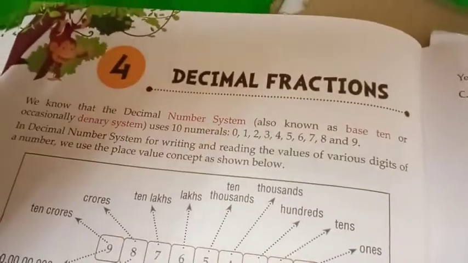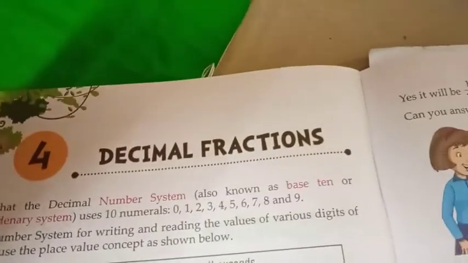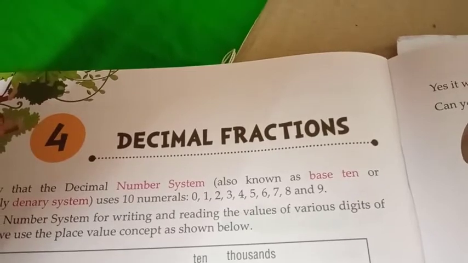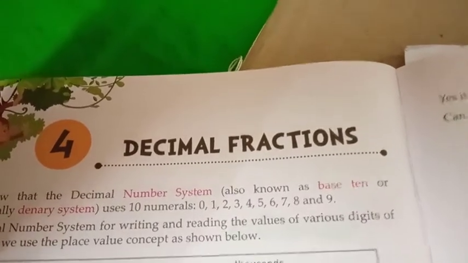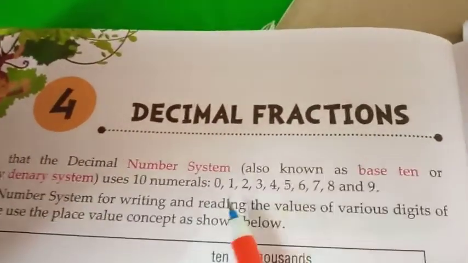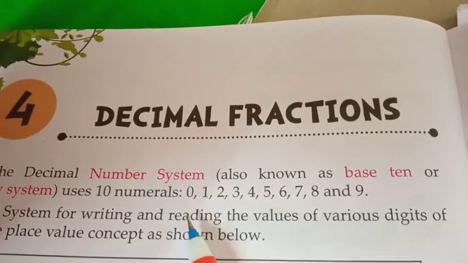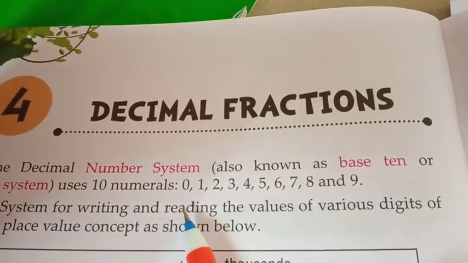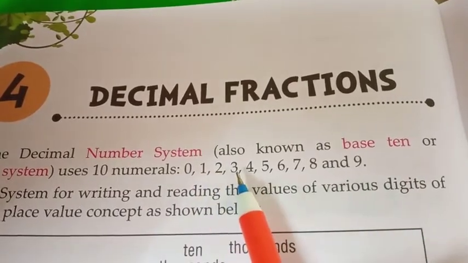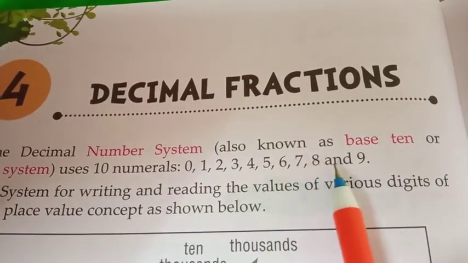We know that the decimal number system is also known as base 10, or occasionally it is called the denary system. So the decimal number system is also known as base 10. See here, it uses 10 numerals. It starts from 0 to 9. So 0, 1, 2, 3, 4, 5, 6, 7, 8 and 9.